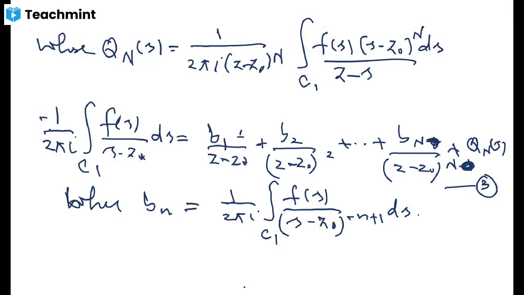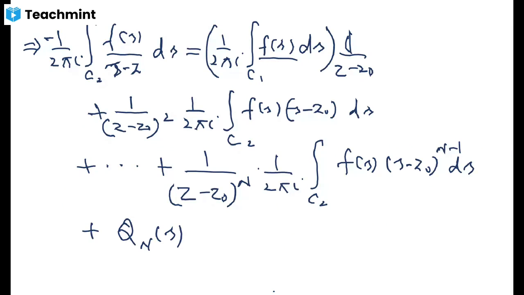Suppose n equals 1. For n equals 1, you will have b1, and b1 will be the value because minus 1 and 1 will be 0 power. You will be having only the integral 1 upon 2 pi i over c1 of f of zeta d zeta. This is the first integral. Look at this. This is b1.